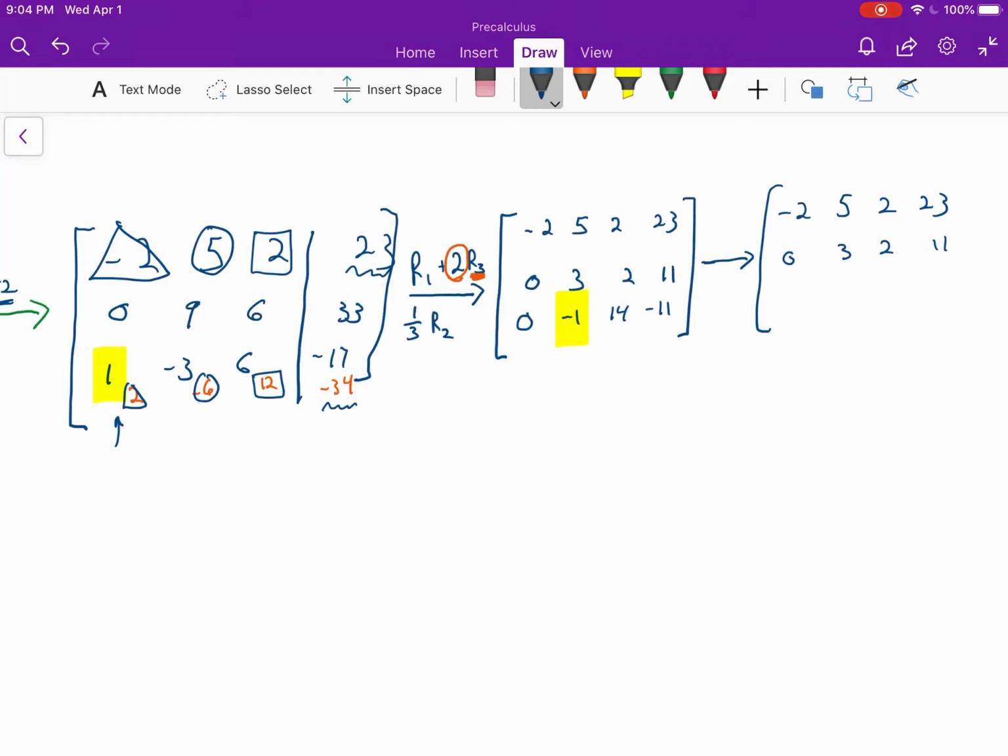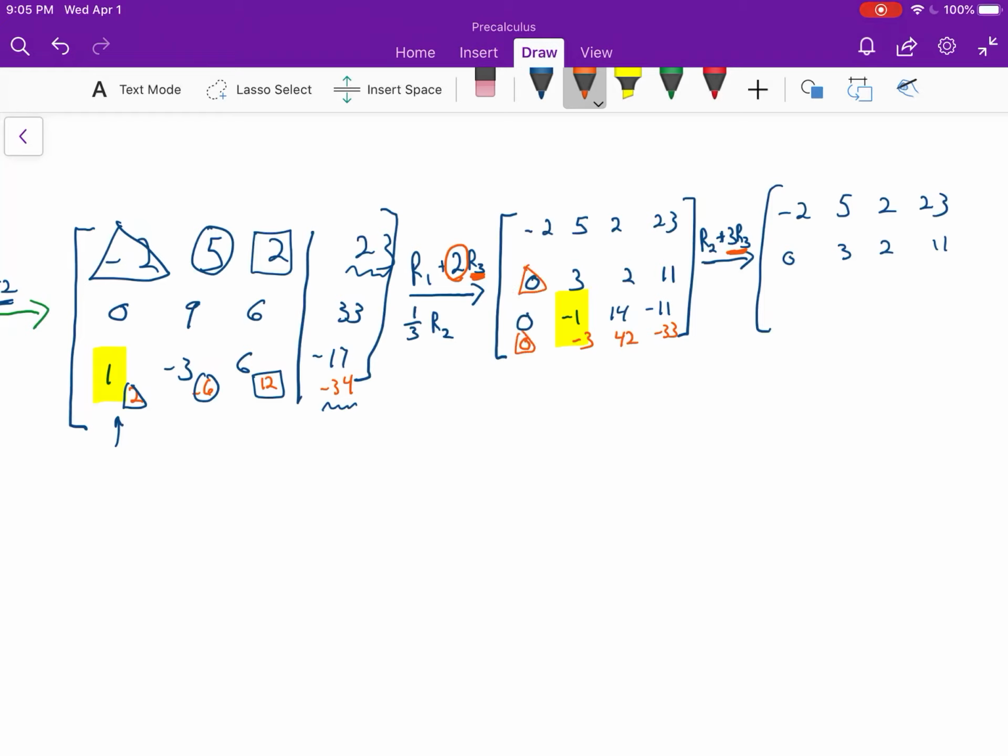So what we're going to do in our third row is row 2 plus 3 times row 3. So we want to do 3 times row 3. I'm going to write those answers here. 3 times row 3. So 3 times 0 is 0. 3 times -1 is -3. 3 times 14 is 42. And 3 times -11 is -33. So we're going to add those.